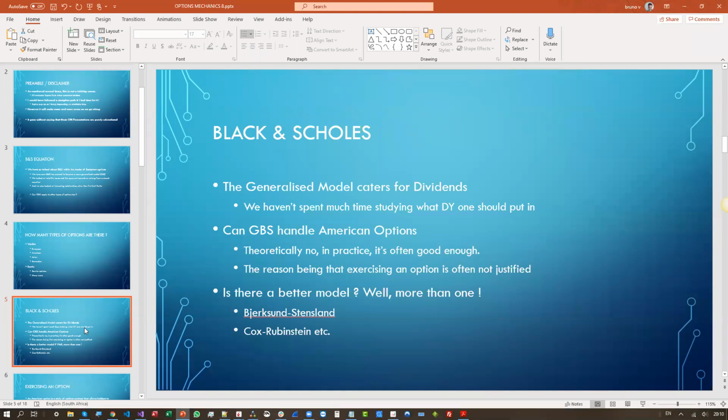So the American options and the models we will be looking at are similar, but just assume that pricing using a good American options model will provide a price that is higher than Black and Scholes. So we can use Black and Scholes, but it will tend to underestimate the right pricing for an American option. The other reason why we can use Black and Scholes is that very often there's no justification for exercising an option.